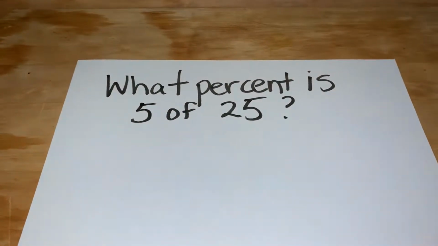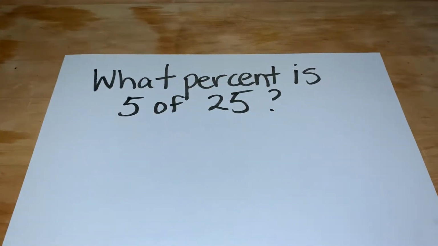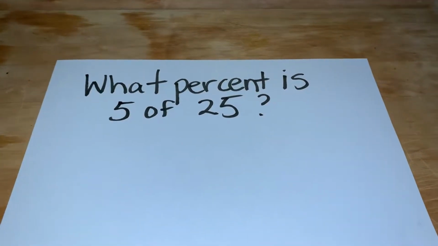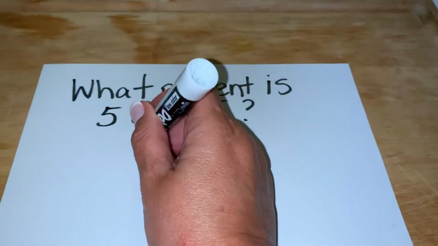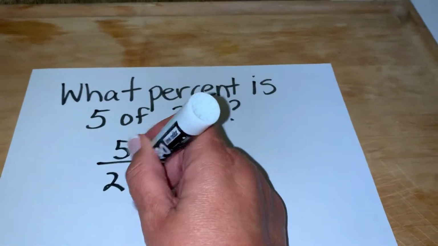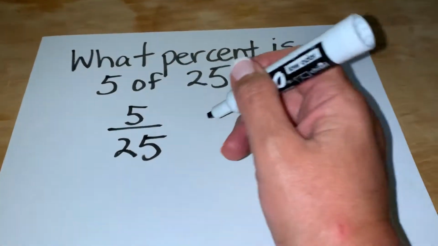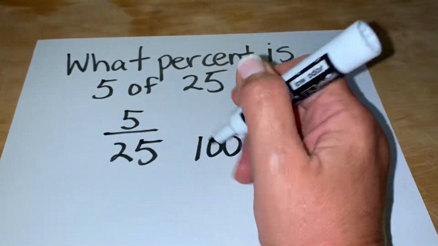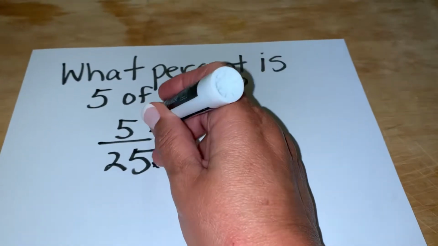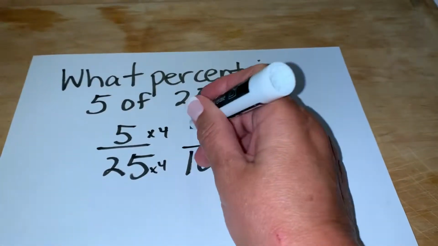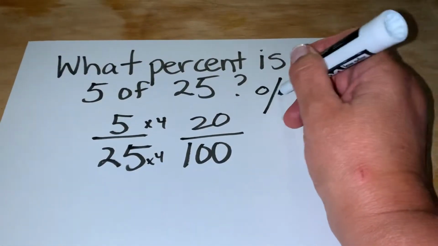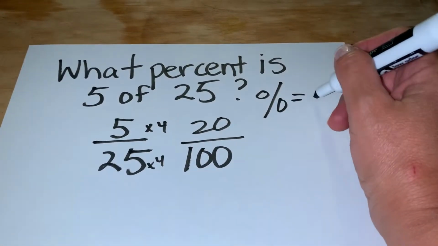Another question that we will come across with percents is a word problem might ask, what percent is 5 of 25? When you have a problem like this, you're going to want to set up 5 out of 25, 5 of 25, like that. And we can make an equivalent fraction by multiplying 25 times 4, remembering whatever I do to the bottom, I do to the top, and we get 20 hundredths, remembering that hundredth means percent.